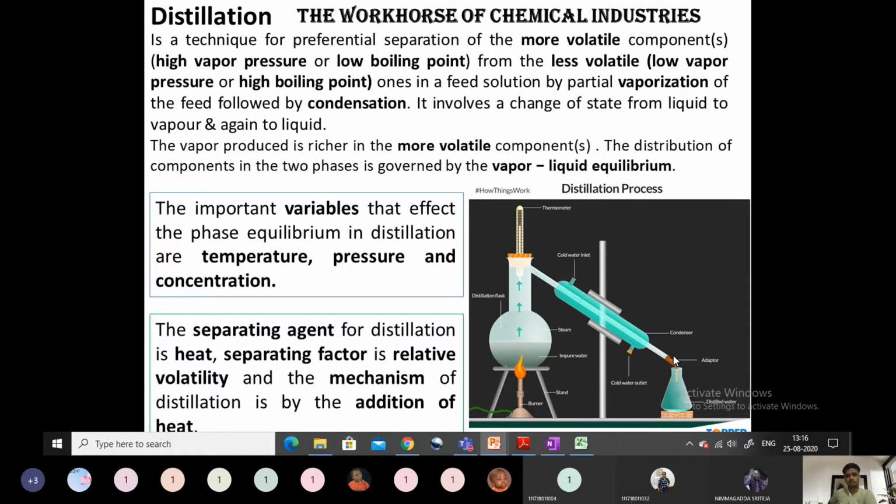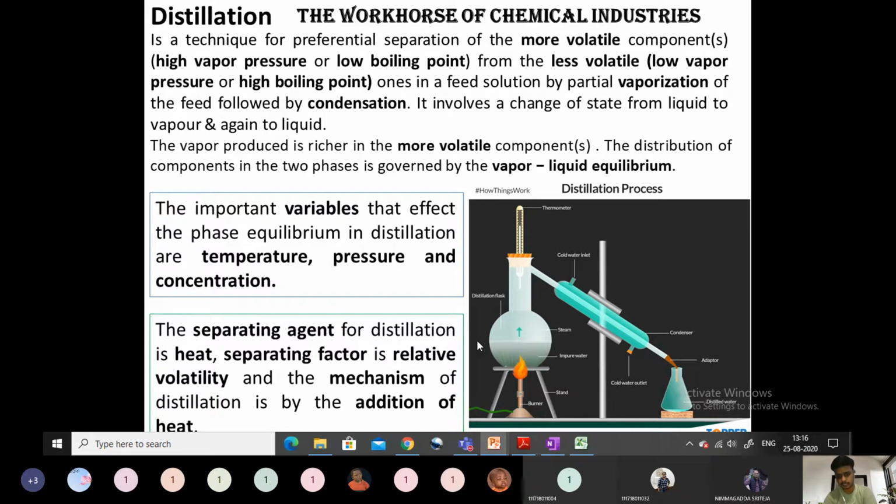Technically, we can define distillation as the preferential separation of a more volatile component, which has a high vapor pressure or a low boiling point. Preferential separation of the more volatile component from the less volatile ones in a feed solution.